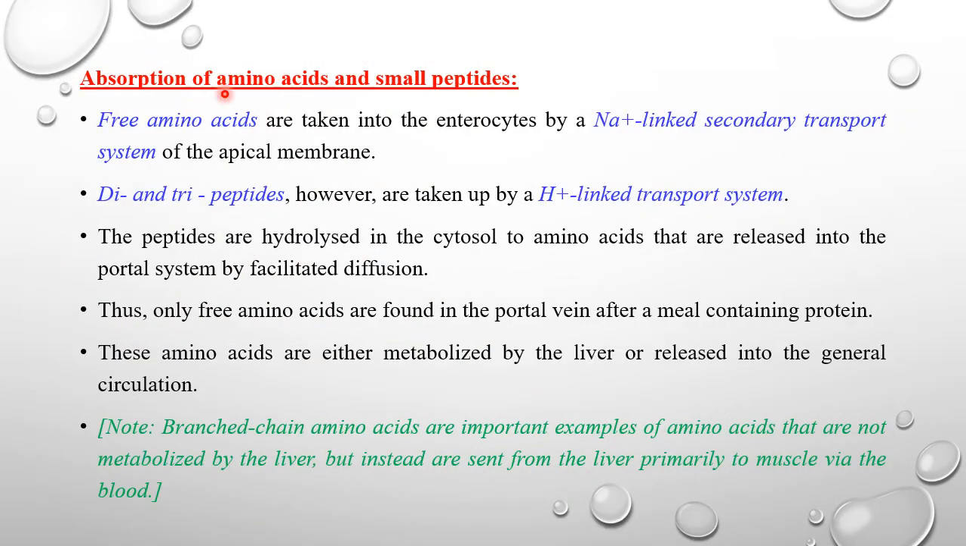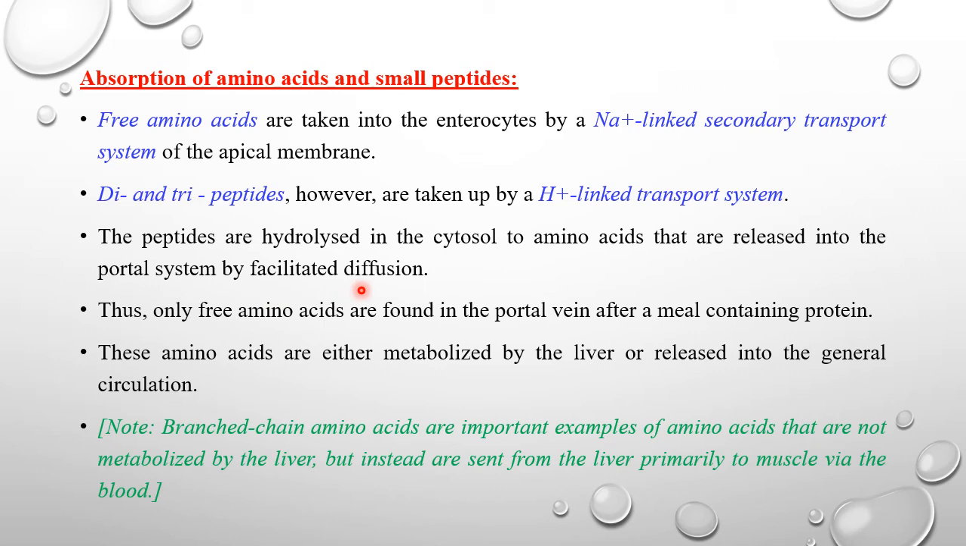Now we're going to see how amino acids and small peptides get absorbed. Free amino acids are taken up into the enterocytes with the help of a transporter system called a sodium-linked secondary transport system, which is found on the apical membrane. Then di- and tripeptides can be taken up with the help of a proton-linked transport system. These peptides then get hydrolyzed in the cytosolic compartment and finally are converted into amino acids, which are then released into the portal system or circulation with the help of facilitated diffusion.